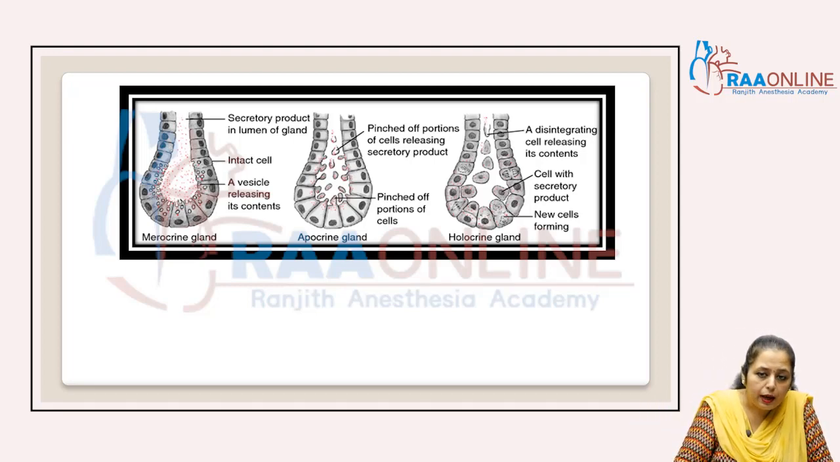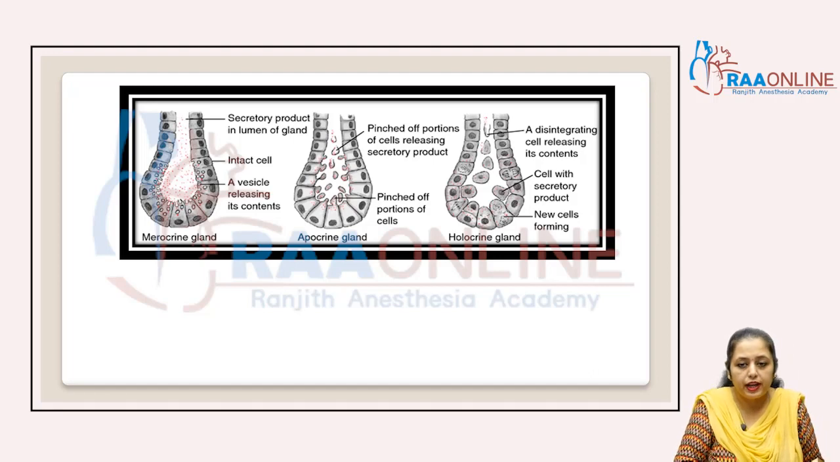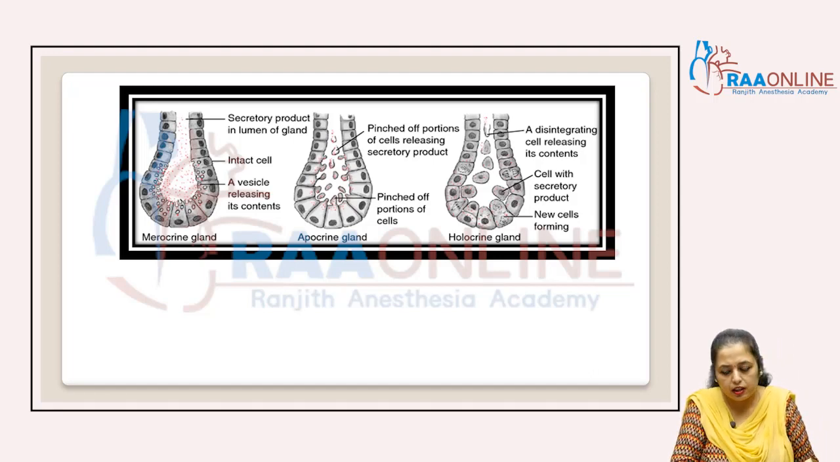When we talk about the apocrine, apo means apex. You can see here the apical portion with its content. Only the apical portion is detached, pinched off from the cell, and the pinched off portion of the cell releases its secretory products. Clear? So that's why it is called the apocrine. Apex, clear?